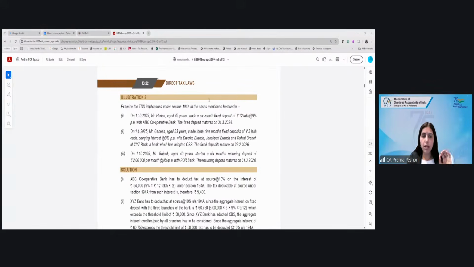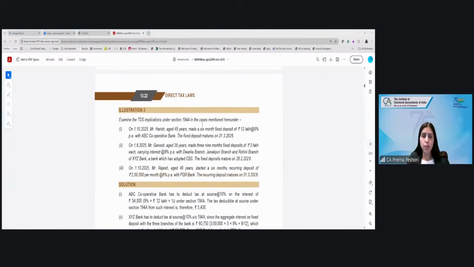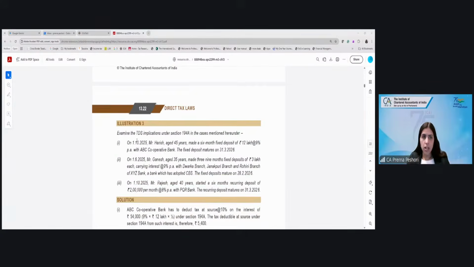Examine the TDS implication under 194A in the cases mentioned here. On 1st October 2025, Mr. Harish, age 45 years, made a 6-month FD of 12 lakh at 9% with the ABC Cooperative Bank. The fixed deposit matures on 31st March 2026. So, whether this cooperative bank has to deduct the TDS, yes or no?